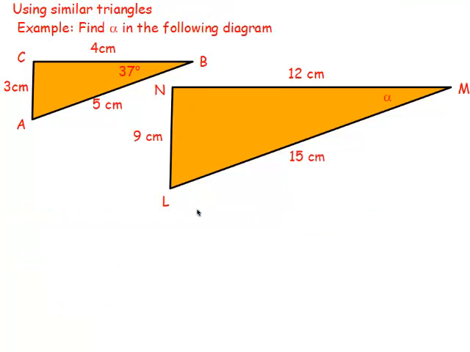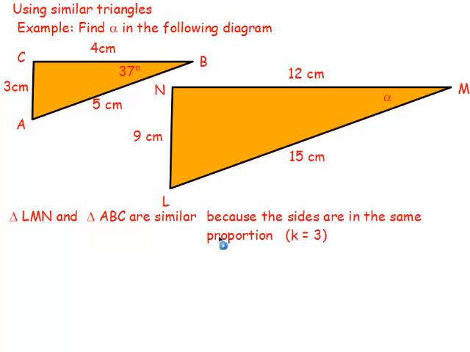Another example. Now, we've got to find an unknown angle. So we can't show that these are similar using equiangles. We have to look at the corresponding sides being in the same ratio. And if you look at it, 12 divided by 4 is 3. 9 divided by 3 is 3. 15 divided by 5 is 3. Therefore, we can say this time these are similar. Why? Because the sides are in the same proportion.